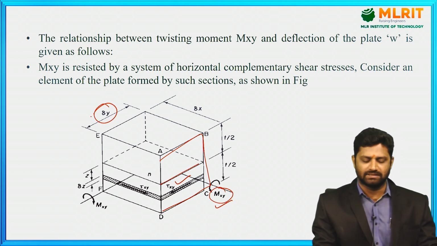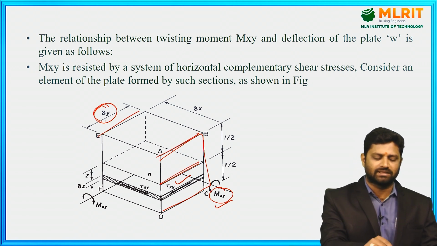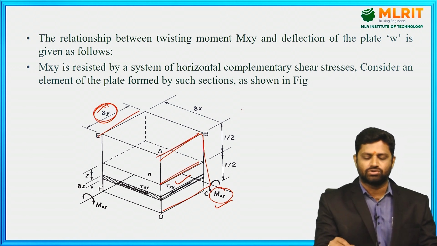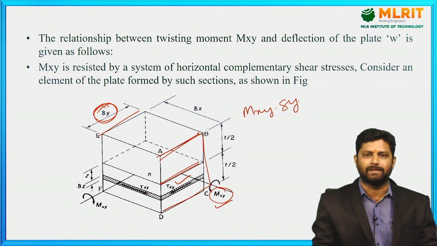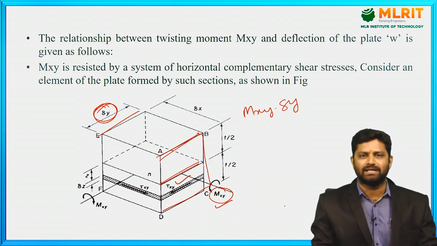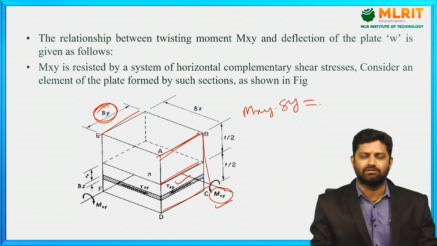Delta y is the length. This edge is parallel to this one, and this edge length is delta y. So we have to write first Mxy into delta y. That is the moment equilibrium on the left side, and this must be in equilibrium with the shear stress distribution.